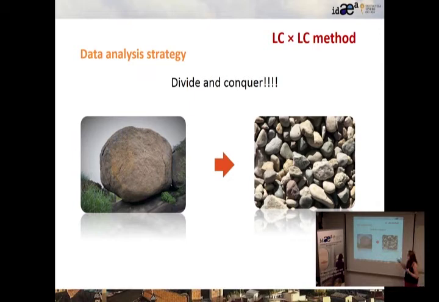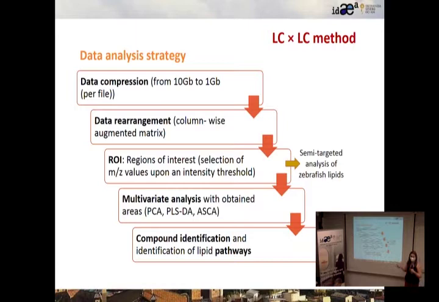First of all, I did data compression. So from 10 gigas, I just got one. It was still huge, but manageable. Then I did some data rearrangement to analyze several samples at a time. After, I applied a regions of interest strategy, which is mainly setting an intensity threshold and just keeping the most important MS values above this threshold. And also, I did a semi-targeted analysis, focusing on a list of lipids I knew were present in zebrafish embryos, reducing complexity. Then I applied multivariate analysis and the biological interpretation of the results.